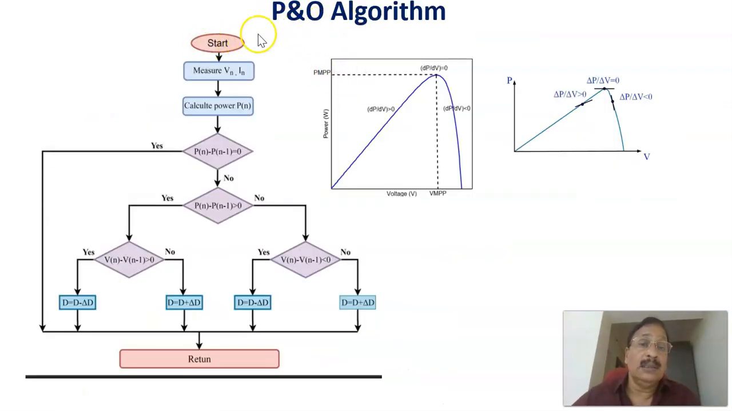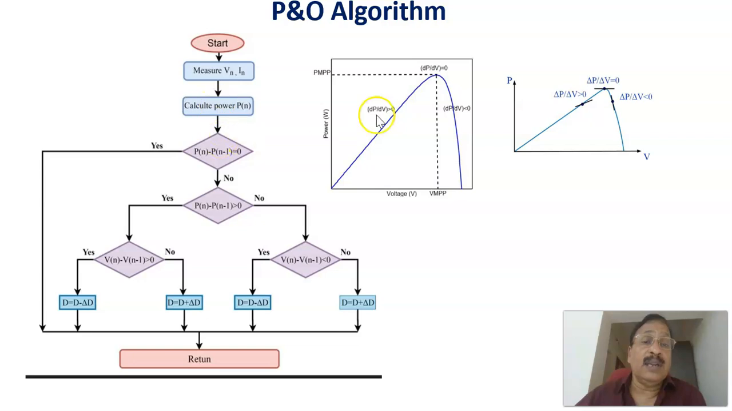Now let us see the flow chart of the P&O algorithm. First, measure the values of voltage and current. The panel voltage and current are measured, and the product of those gives the power. We compare the present power with the previous power. If both are equal, or the difference is equal to 0, it means the maximum power point has been reached.